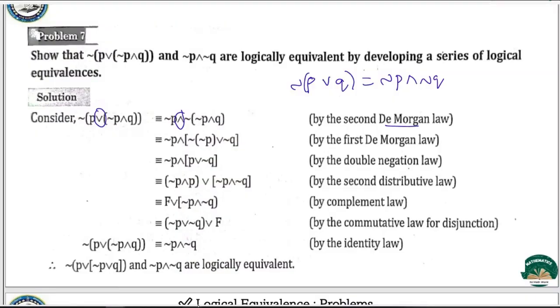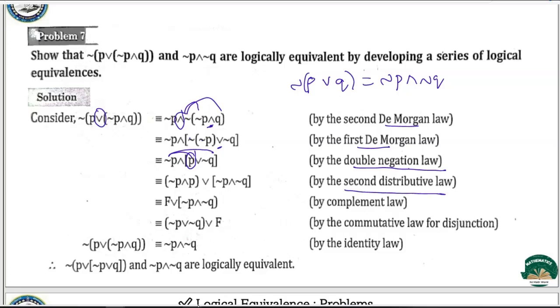Then negation p and this negation is taken inside, so it will be distributed to both, using De Morgan law again. This and will change to or, so negation of negation p or negation q, again using De Morgan law. Now negation p and negation of negation p is nothing but p itself, by the double negation law. Then this or negation q as it is. Now we are using the distributive law, that will be negation p and p, or negation p and negation q, by the distributive law.